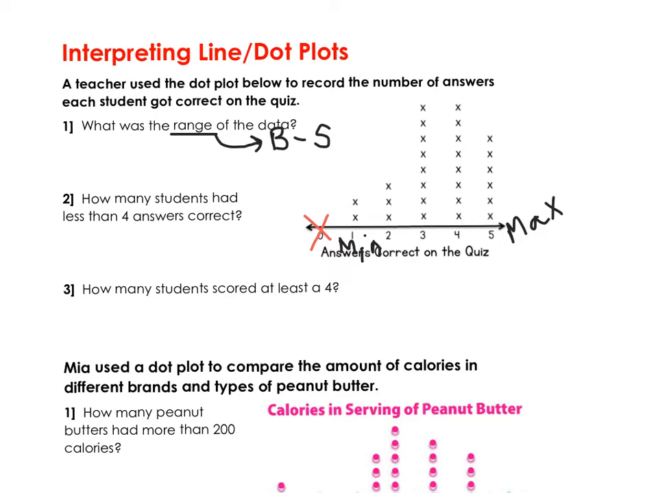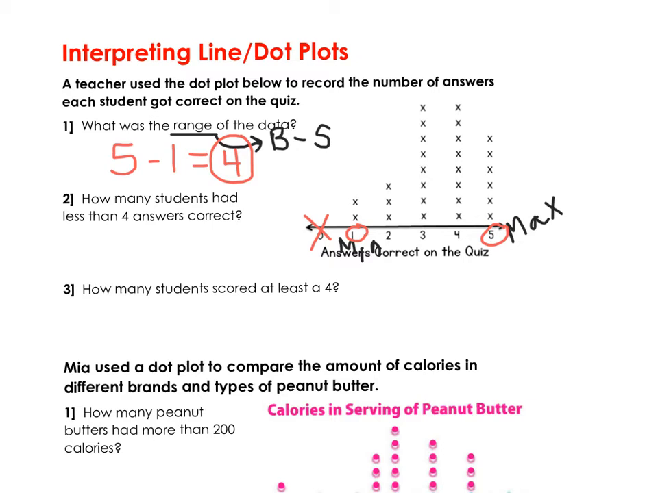So our biggest number, our max, would be 5. And then our smallest number would be 1, which is our minimum. So we would do 5 minus 1, and our range would be 4. Okay. Now, number 2, the next question is asking me, how many students had less than 4 answers correct?